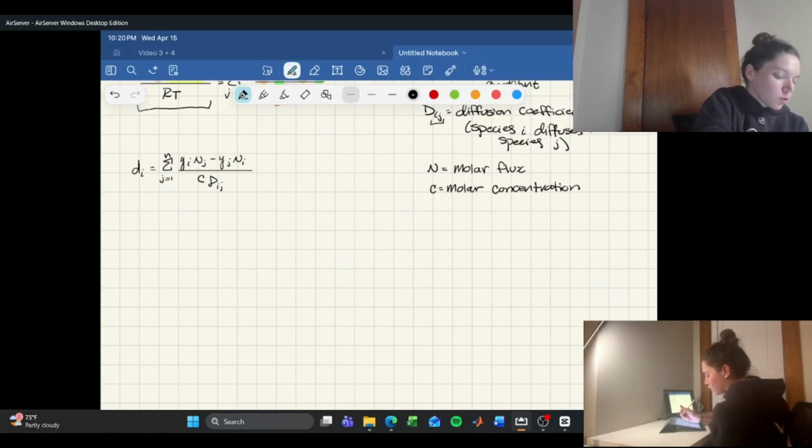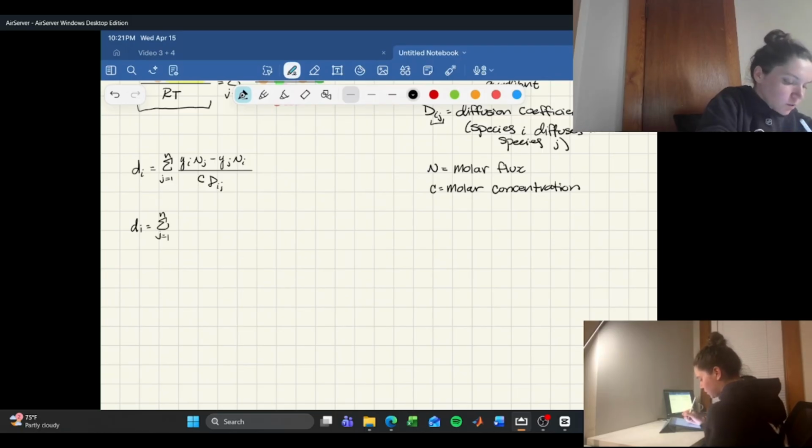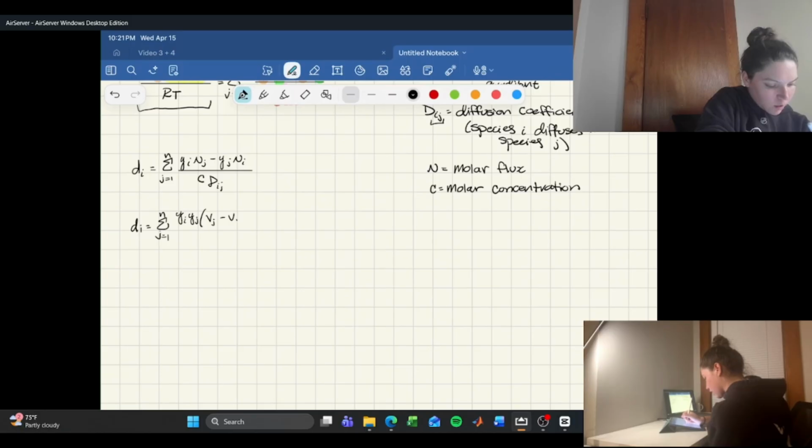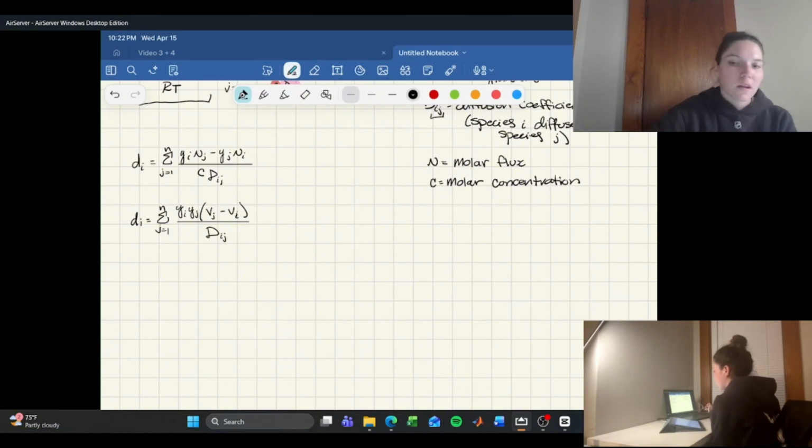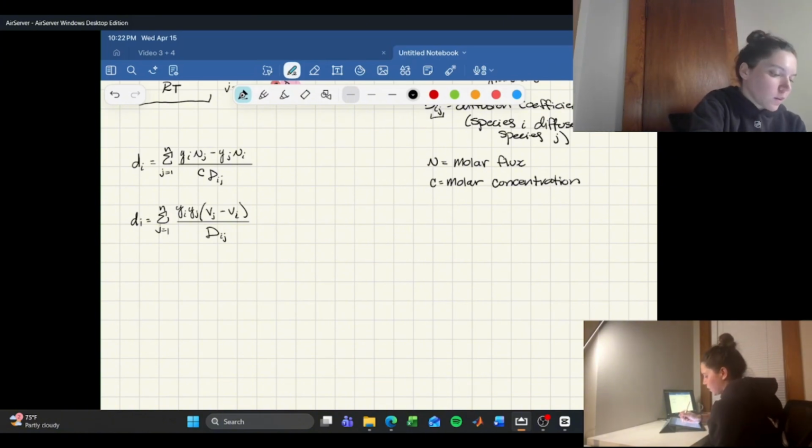And then if we're looking at this in terms of velocity, the equation is still going to be that the driving force is equal to the sum from j equal to 1 to n. But this time it's going to be the mole fraction of I times the mole fraction of j times the velocity of component j minus the velocity of component I, all over the diffusion coefficient of ij.